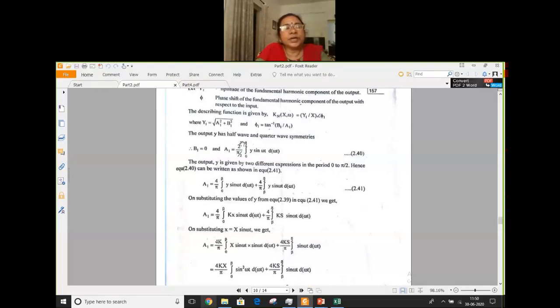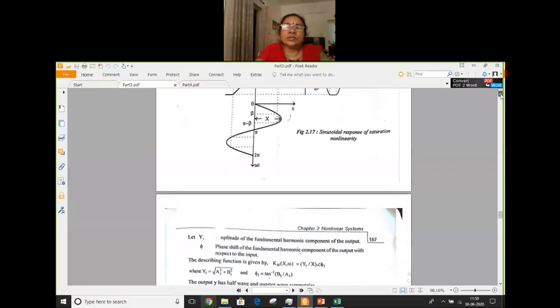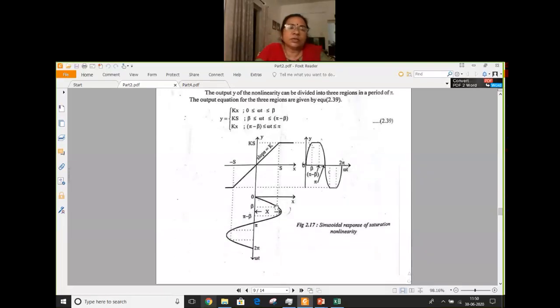How do you calculate a1? Based on the non-linearity, you need to go for the output equations when you introduce the non-linearity. The input of the nonlinear system is sinusoidal. When you have saturation non-linearity, you are going to get the output as this. Now you should know what your a1 and b1 are.